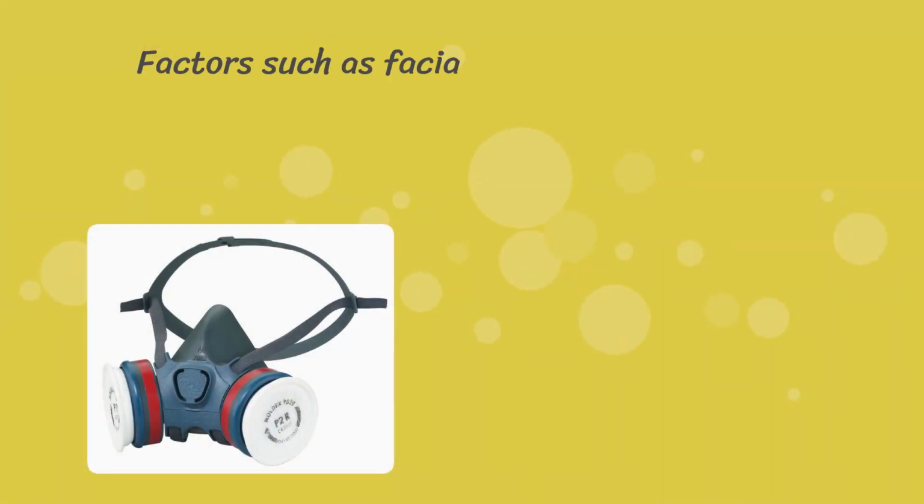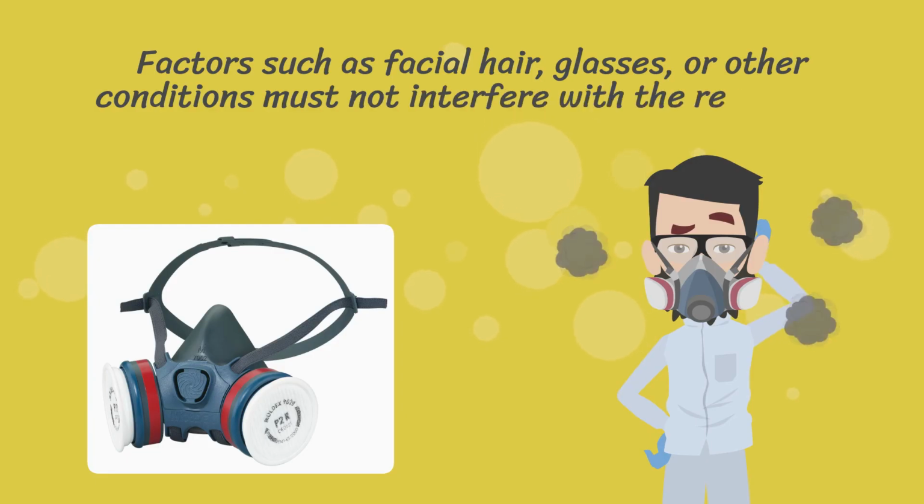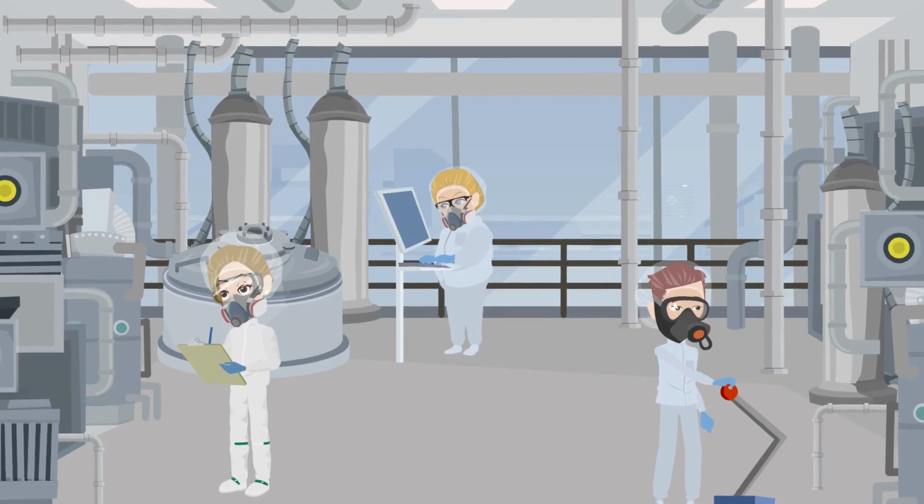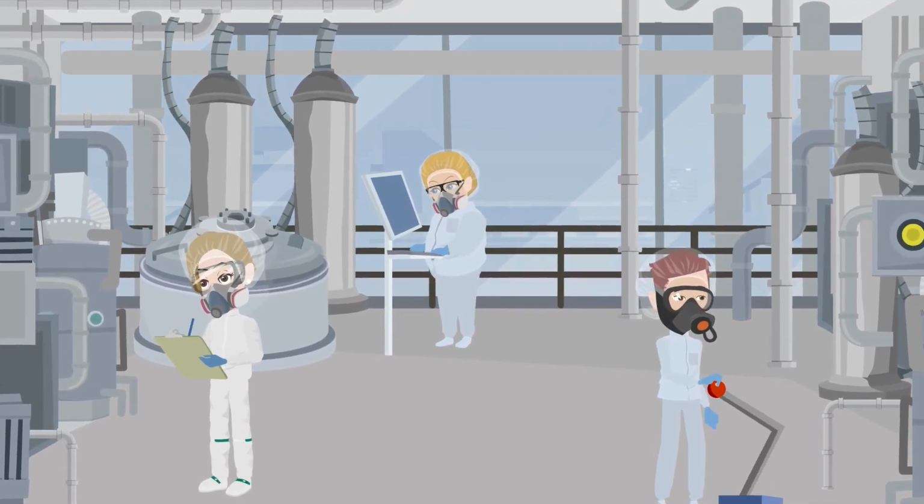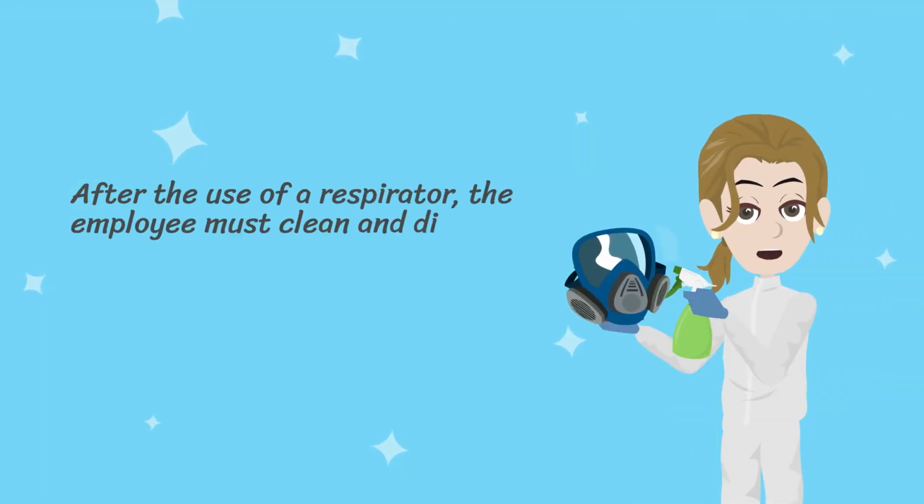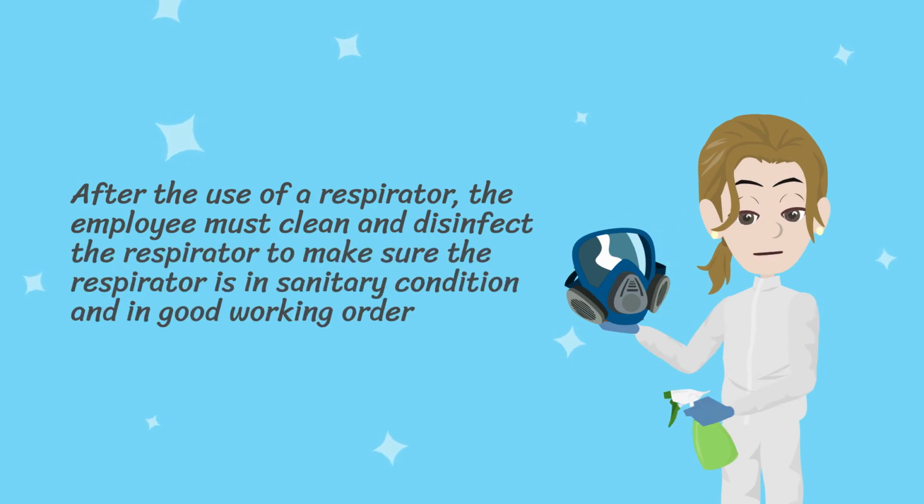Factors such as facial hair, glasses, or other conditions must not interfere with the respirator. Respirators are chosen by your employer based on work area conditions and the degree of exposure that an employee has to hazardous materials within the workplace. After the use of a respirator, the employee must clean and disinfect the respirator to make sure the respirator is in sanitary condition and in good working order.